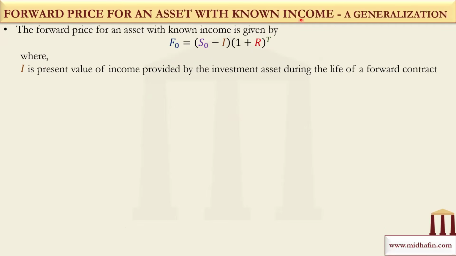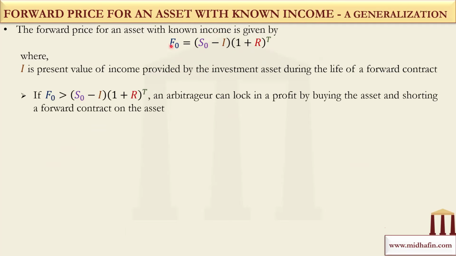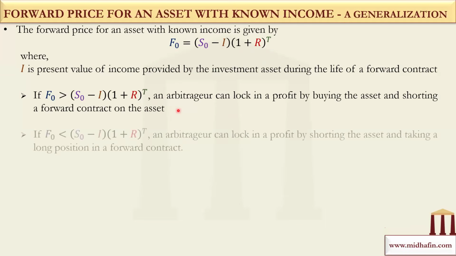So when you have benefits, the known income, you can see there's a subtraction sign. S naught minus I, where I is the present value of the income. So instead of S naught, it is replaced by S naught minus I. And of course, if this equation does not hold true, there will be arbitrage as discussed earlier.